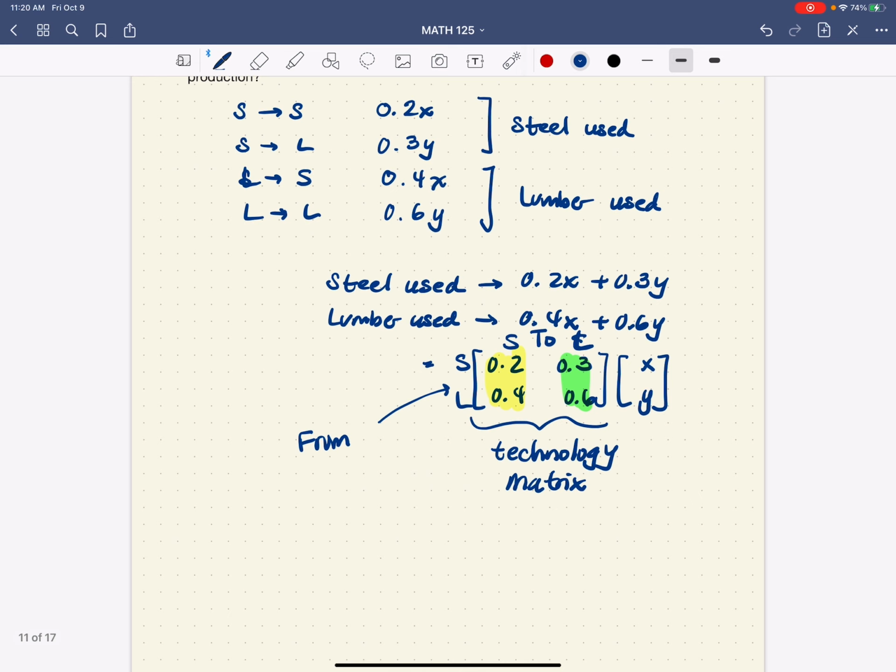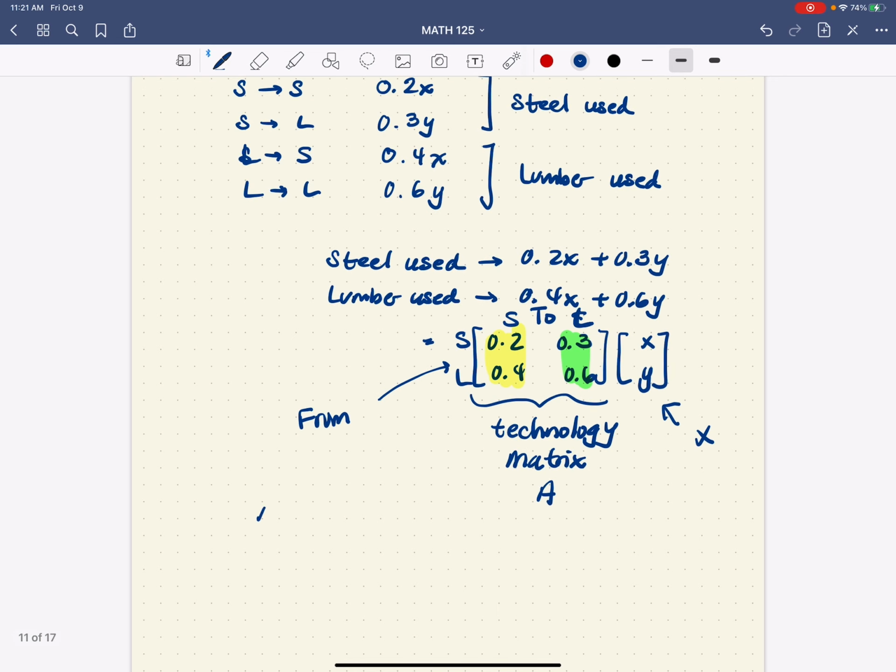So now where does this go? Well, I'm going to call this matrix A, and I'm going to call this matrix X. So that means that AX is what's used in production. So remembering that I have X to start with, that means X minus AX is left over.